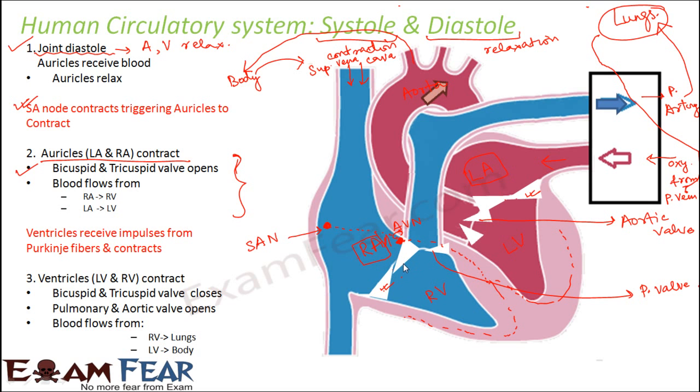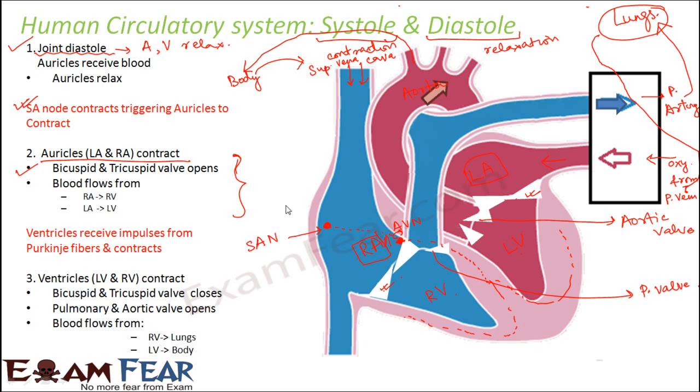After this, what will happen is these valves will get closed, that is the bicuspid and tricuspid. But since the signal or the electrical impulses have now reached through the Purkinje fibers to the ventricles, the ventricles will contract. So both right ventricle and left ventricle will contract. As a result, the pulmonary valve and the aortic valve will open, and therefore the blood will flow from right ventricle to the pulmonary artery and from left ventricle to the aorta. Right? So this is the third step. So now what happens after this?